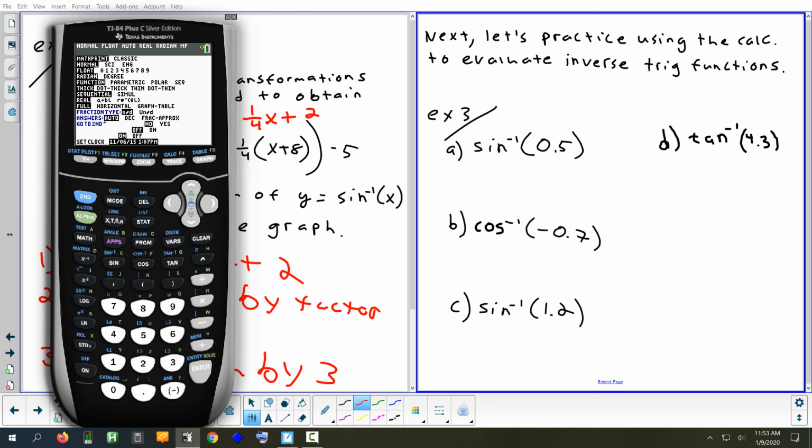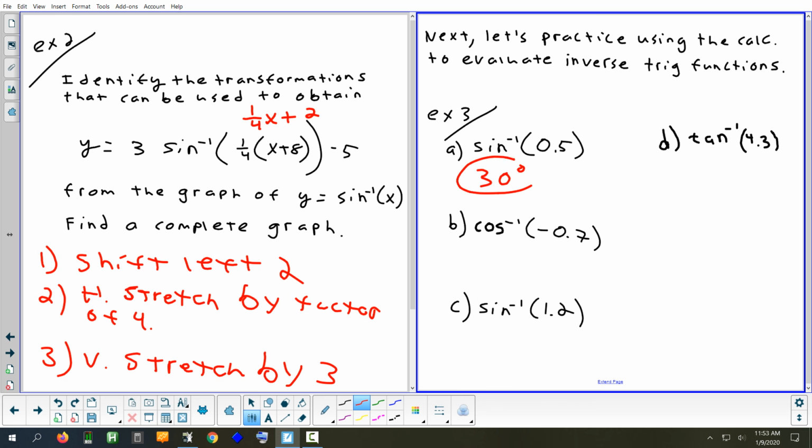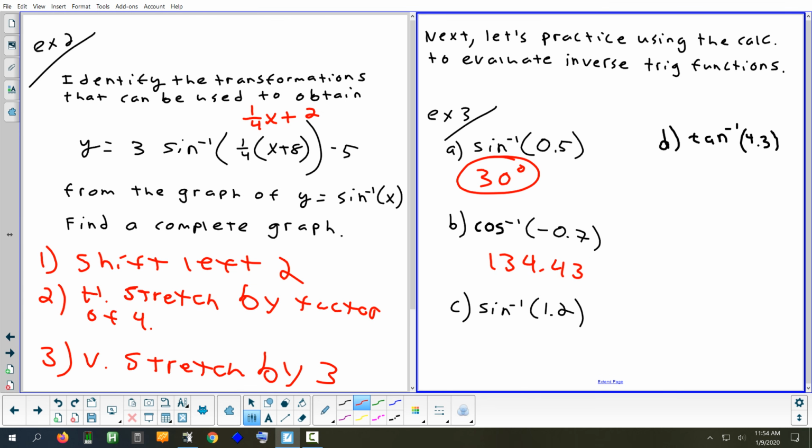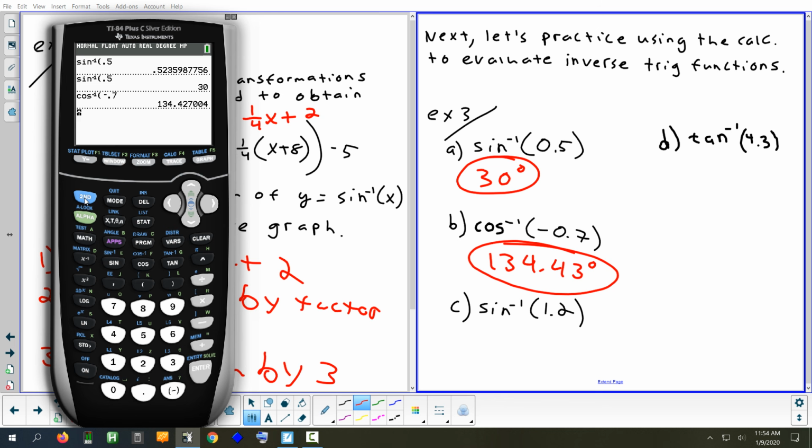This isn't multiple choice, so they didn't tell you whether to use degrees or radians. But if you wanted it in degrees, I said I was going to do it in degrees. It's 30 degrees. Inverse cosine of -0.7. Second, inverse cosine, -0.7. That's it. 134.43 degrees.